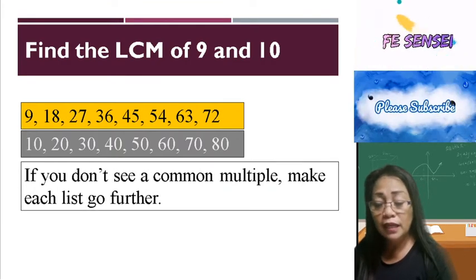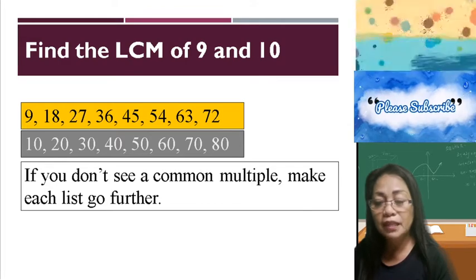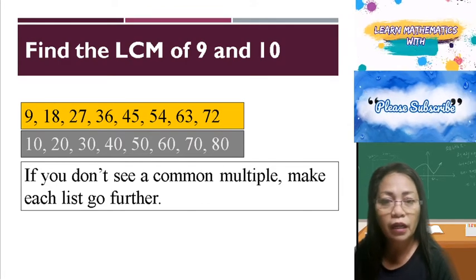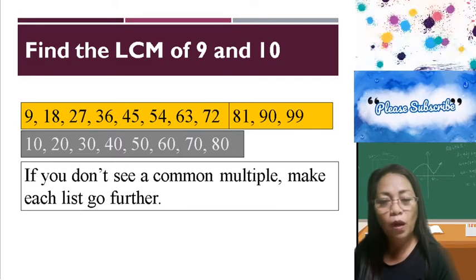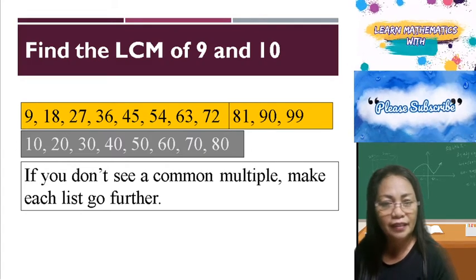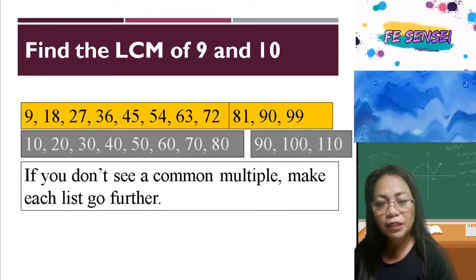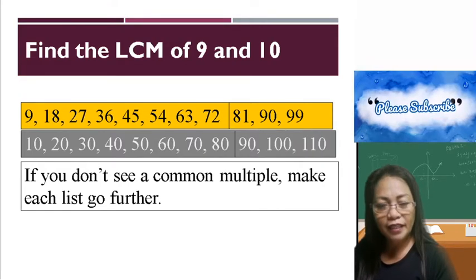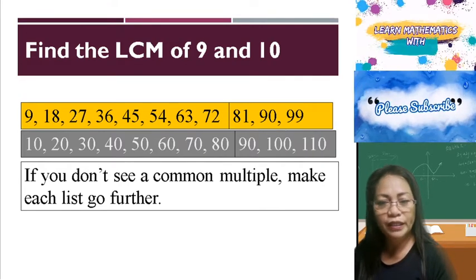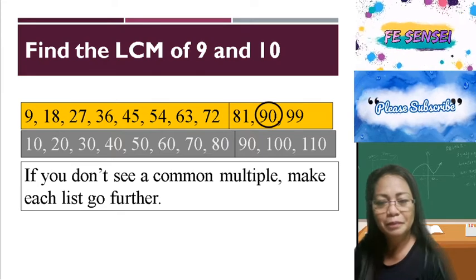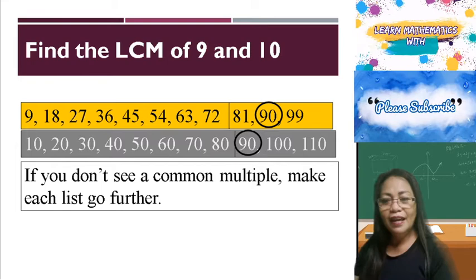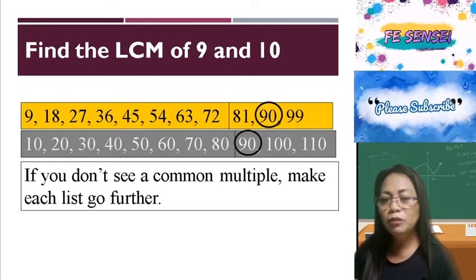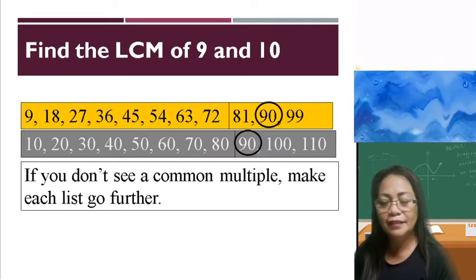If you don't see a common multiple, make the list go further. So 81, 90, and 99. And for the multiples of 10: 90, 100, 110. So we have 90 as the least common multiple of 9 and 10.